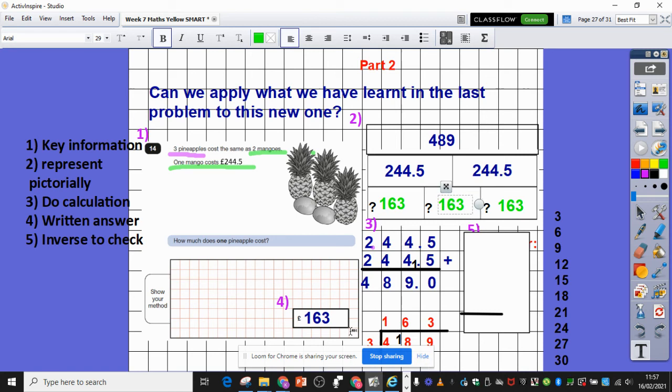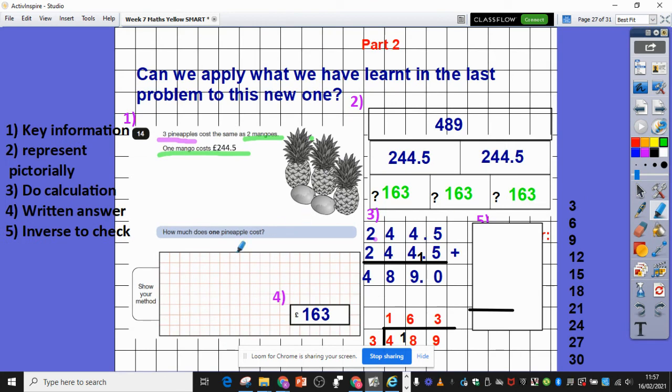Okay, so the question was saying, how much does 1 cost? How much does 1 cost? So I now know that 1 costs £163. So I can then do my written answer here in the box provided. They've given me the pound sign, so that's fine.